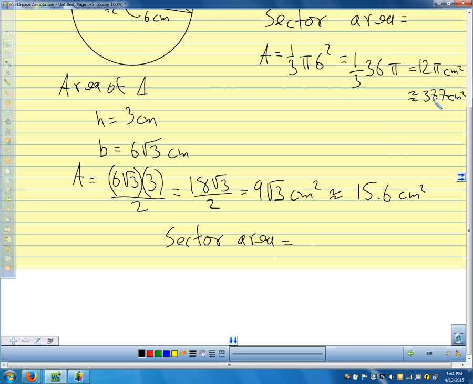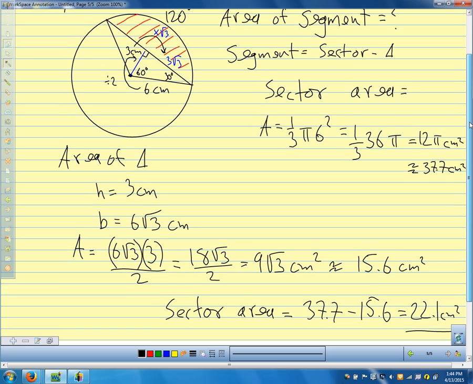So finally, the segment area is the area of the sector, 37.7, minus the area of the triangle, 15.6, and I get 22.1 square centimeters. And there's my answer. And this one we had to work with our 30, 60, 90 triangle that we got because that was a 120 degree arc.